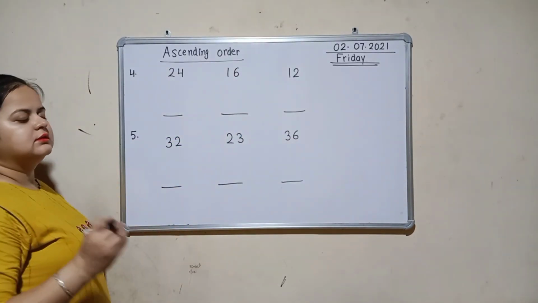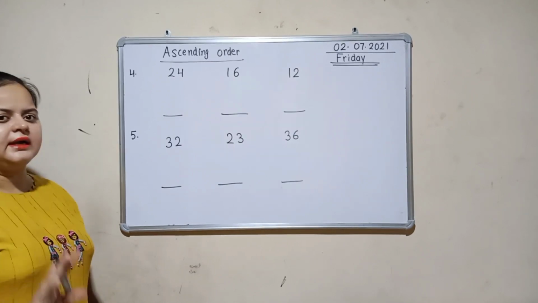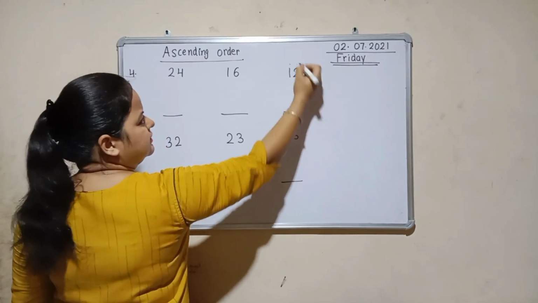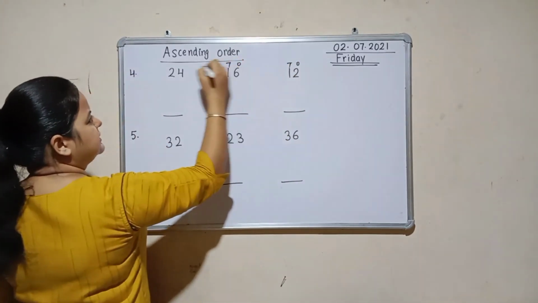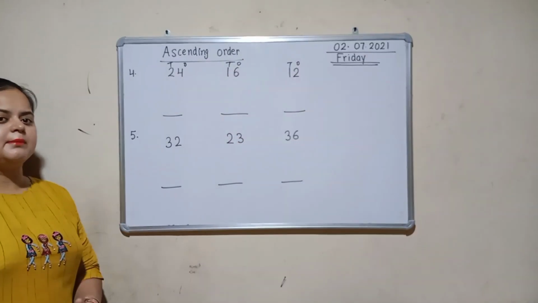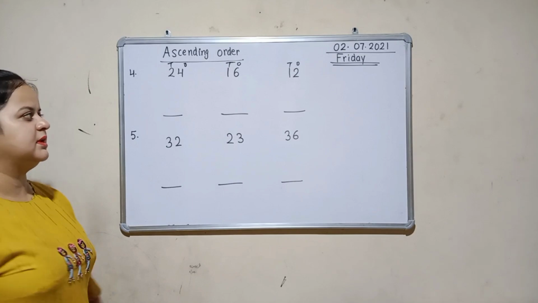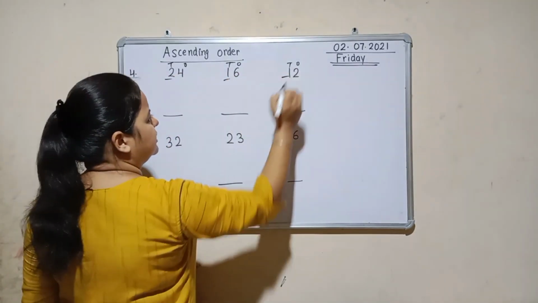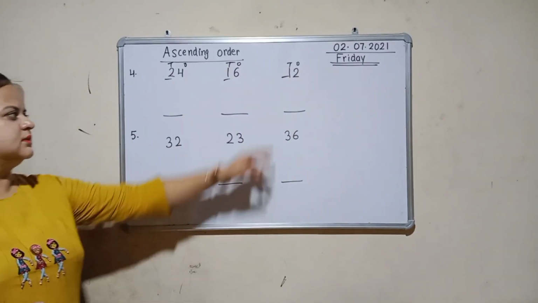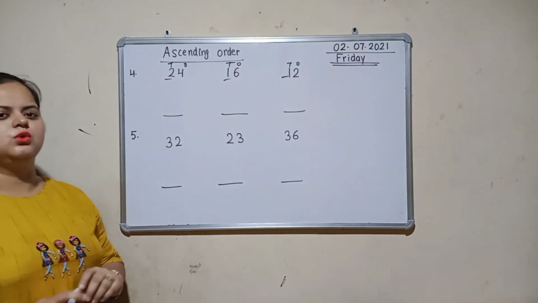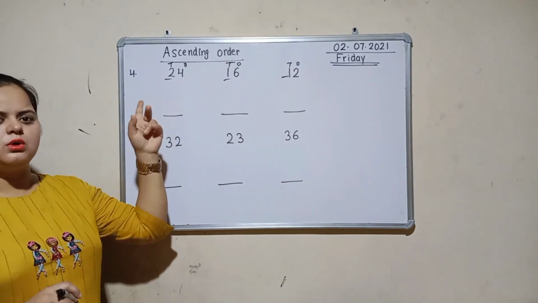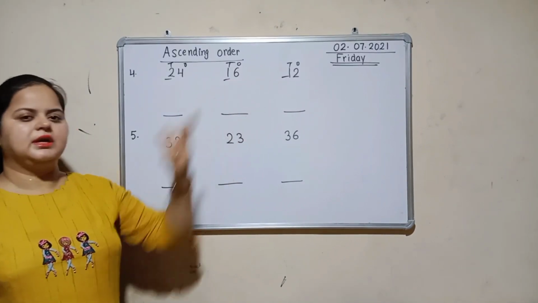So we will see the digits that are placed on tens place. Ones, tens, and ones, tens. Okay, which numbers are placed on tens place? We will compare those numbers only. So here is 1, 1 and 2. Which is smallest from these? 1 is smaller than 2, and we have 2, 1 here.